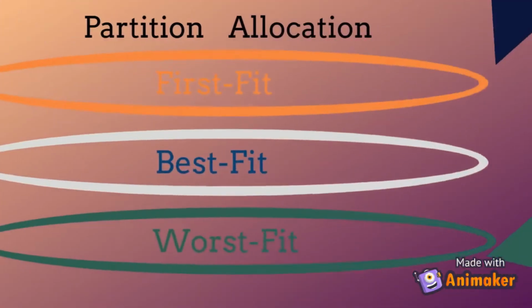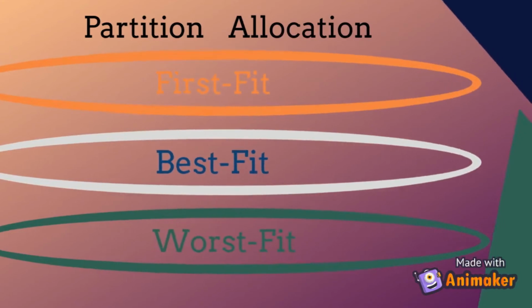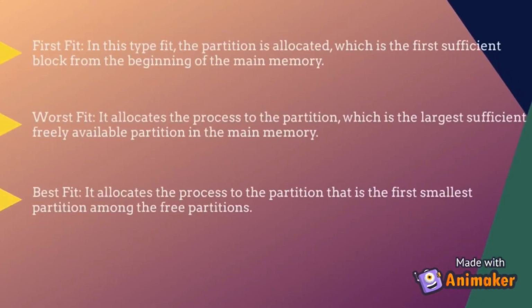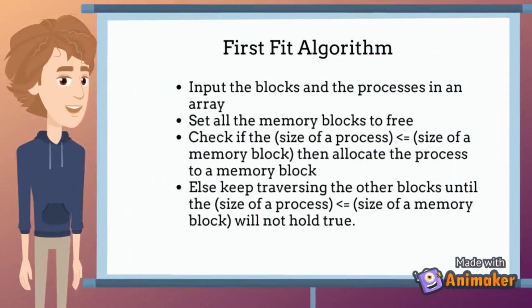Now comes the topic of partition allocation: first fit, best fit, worst fit. First fit: the partition allocated is the first sufficient block from the beginning of the main memory. Worst fit: it allocates the process to the largest sufficient freely available partition in the main memory. Best fit: it allocates the process to the smallest sufficient partition among the free partitions. There are algorithms for all three partition allocation strategies. You may pause the video and read them to get it more.